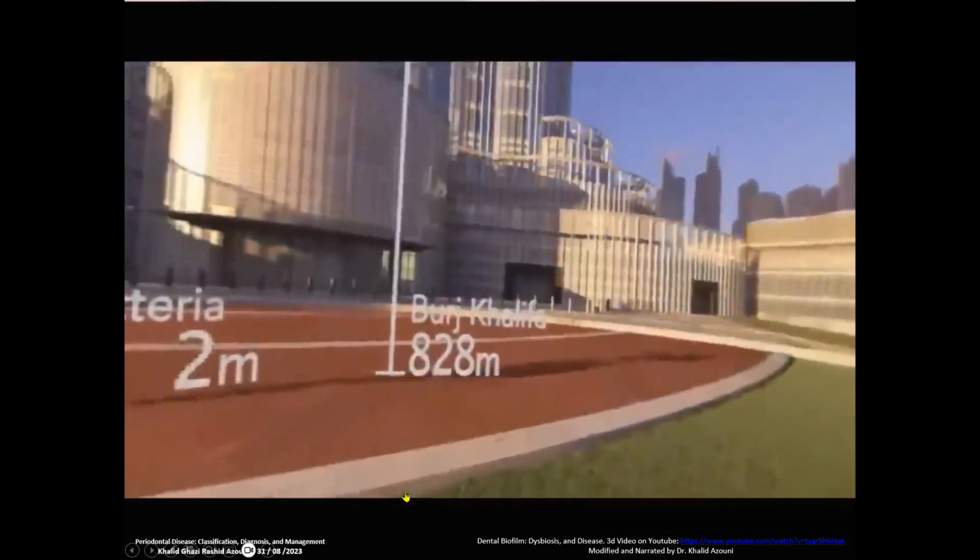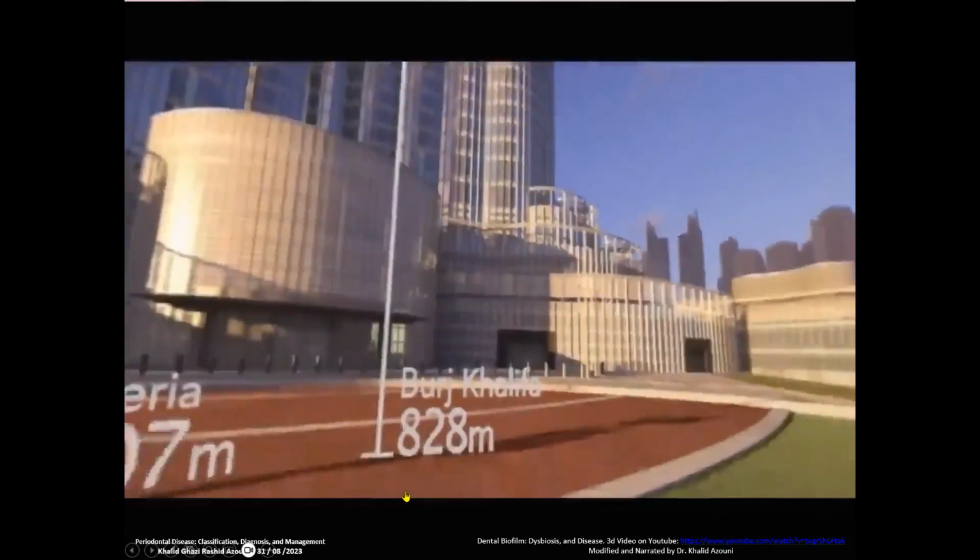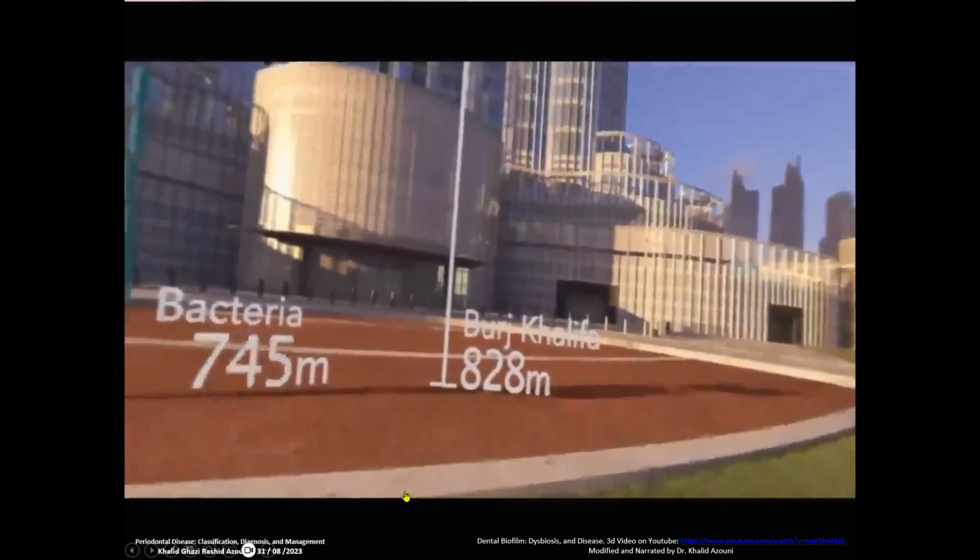The quantity of bacteria in a person's mouth can be in the billions, which if lined together end to end will span more than a mile, which is taller than the tallest of human skyscrapers.